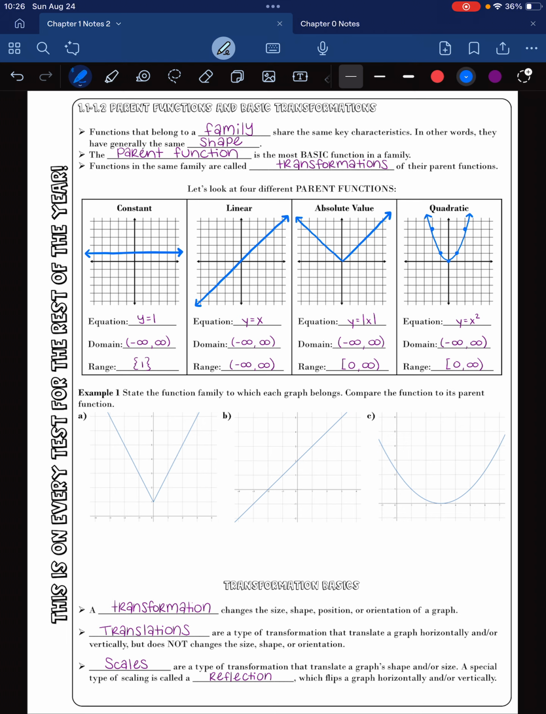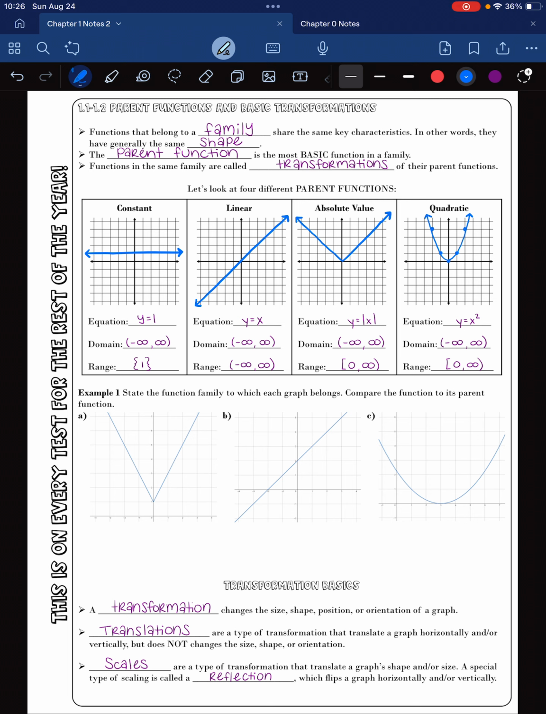So this is a really, really important lesson for us to understand the concept of. And fortunately today, it's really just the basics. It's learning the vocabulary of what is a parent function and how do I use these transformation rules.